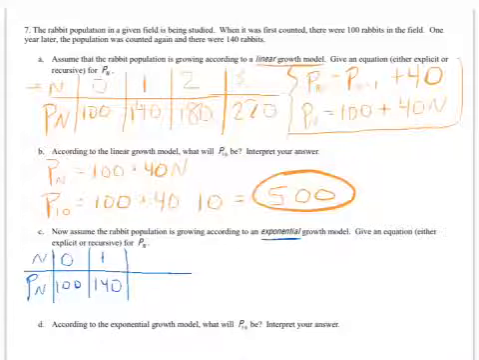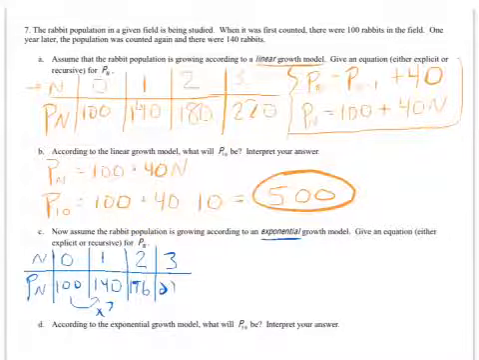So I have to ask myself, to get from 100 to 140, what did I multiply by? So I can figure it out by doing 140 divided by 100, and I get 1.4. So then I continue using that multiplier to get from one year to the next. So 140 times 1.4 is 196. And 196 times 1.4 is 274.4, etc. Okay, I can keep going on like that.